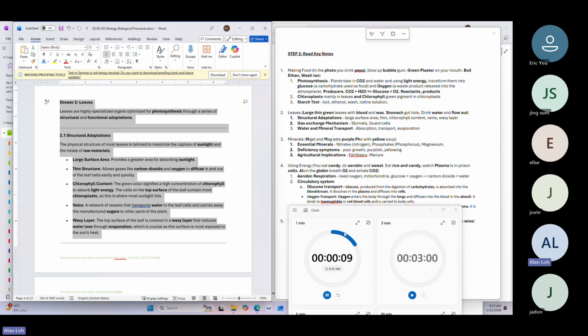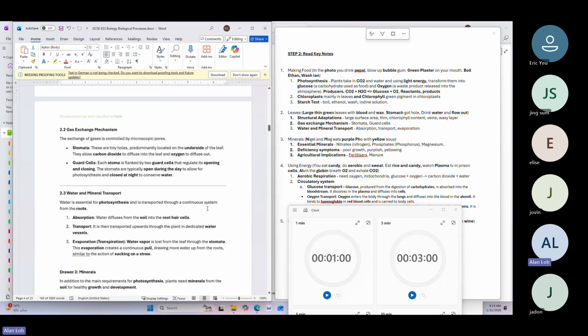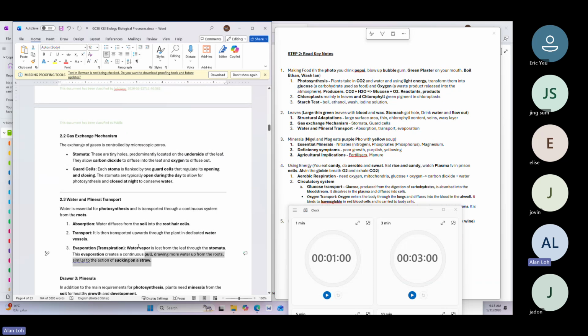Ten more seconds. All right. Let's do the second part of drawer number 2, the leaf. Let's start now, 1 minute.